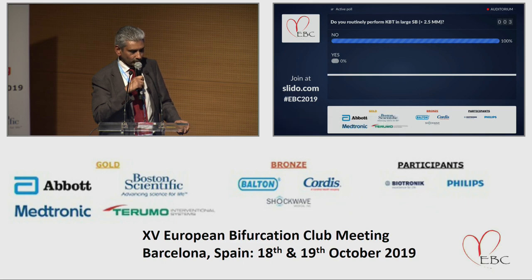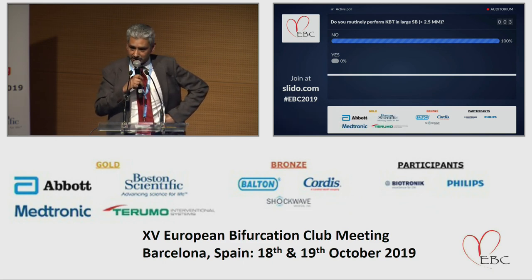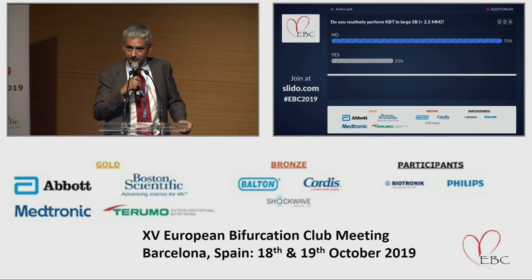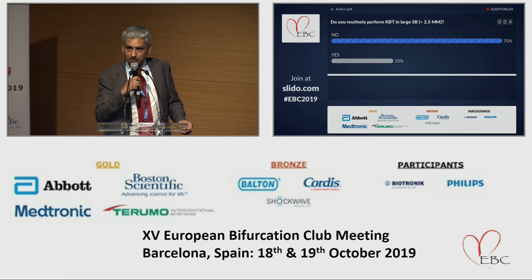So this is the second question. Do you routinely perform kissing balloon inflation in large side branch, which are more than 2.5 millimeter? So yes for yes, how many people in the audience? And no? So the majority don't routinely perform kissing balloon inflation in the side branch unless there's a clinical indication.